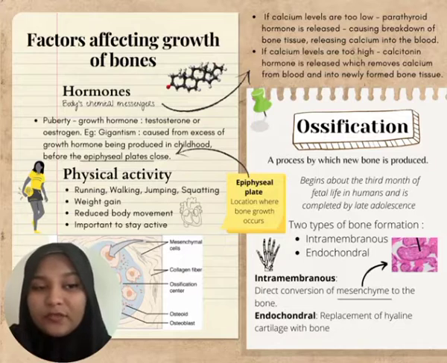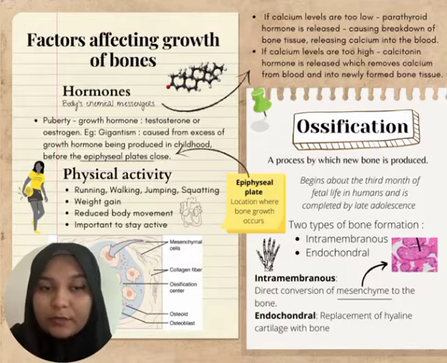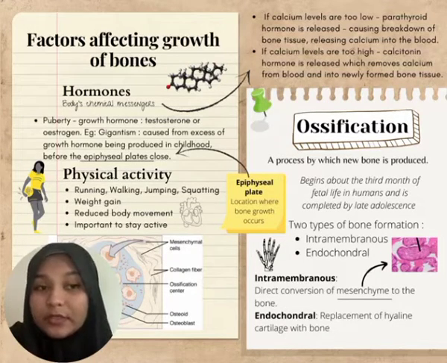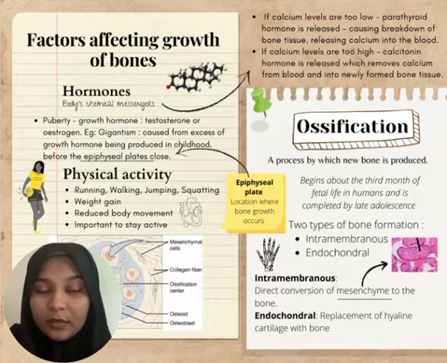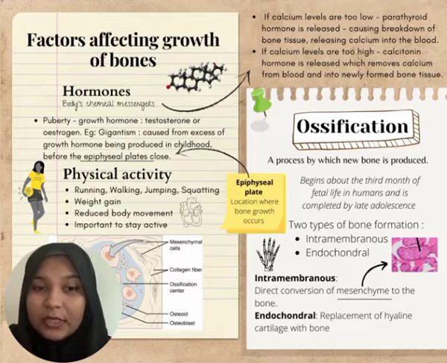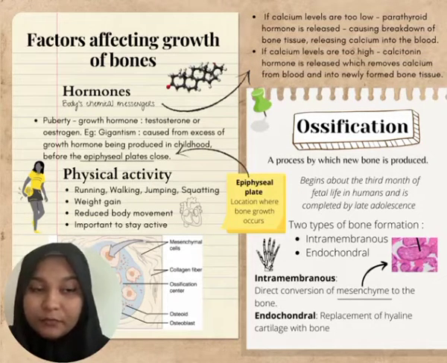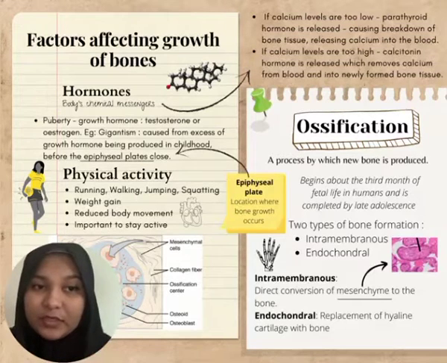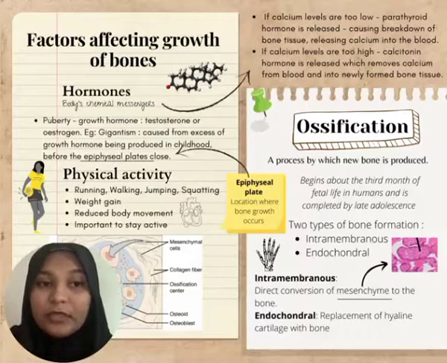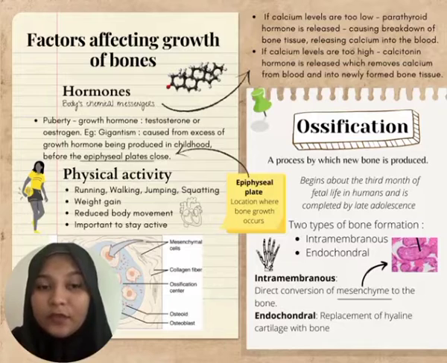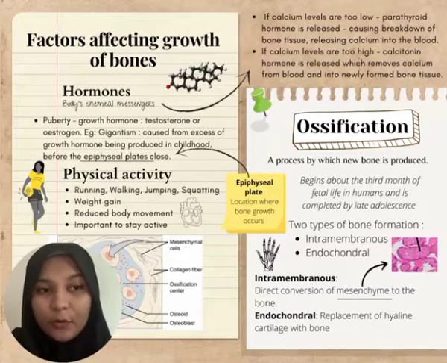Puberty is also known as a factor that affects bone growth. For example, if testosterone or estrogen exceeds the normal range, skeletal growth can be largely affected. Another example is gigantism. It's caused by an excess of growth hormone being produced in childhood. Another factor would be physical activity. Running, weightlifting, walking, and even the force of gravity can put additional stress on the bones.